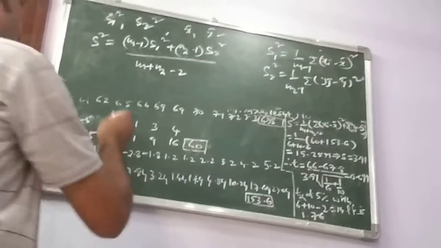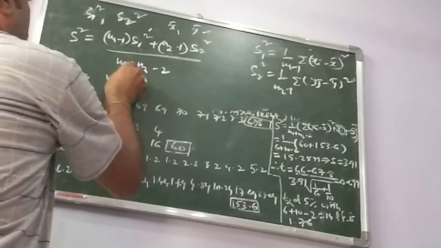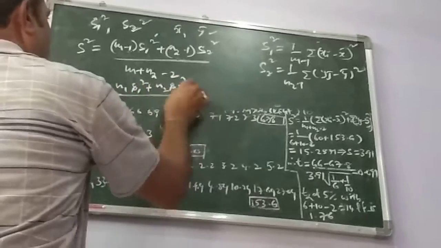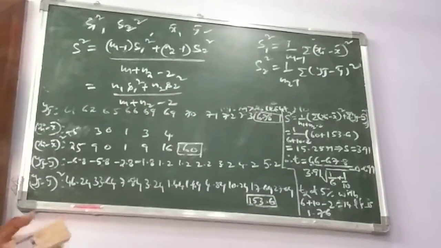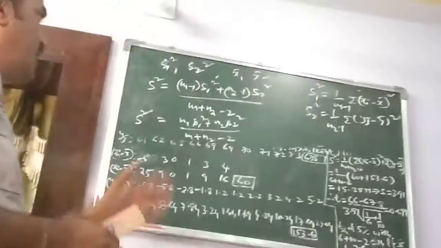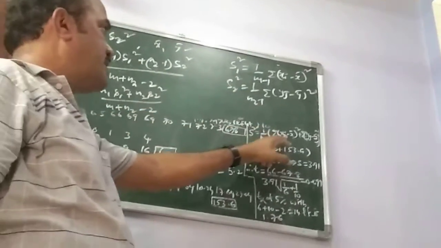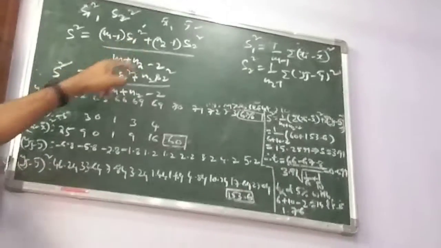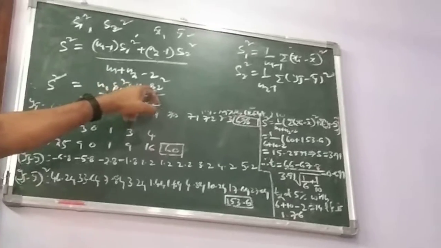In some problems you can use another formula also: n1 small s1 square plus n2 small s2 square, by n1 plus n2 minus 2. Some textbooks show this formula also. Yes, this is also valid, no problem. Generally, according to the direct concept of this notation, we can use capital S square equal to this notation. But some problems use this notation, n1 small s1 square, n2 small s2 square.